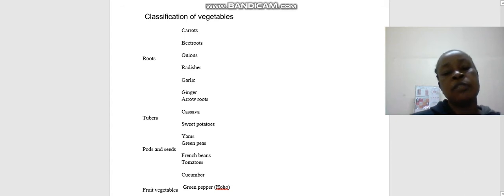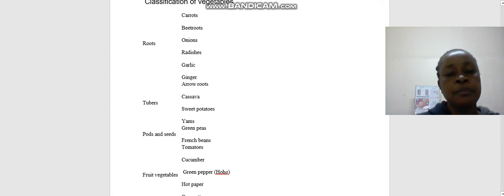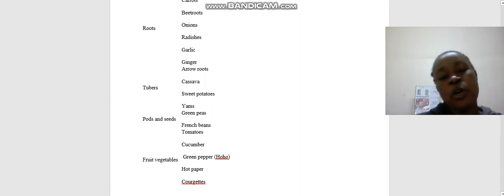So the next classification I'm going to give examples of is tubers. Under tubers, we have your cassava, your sweet potatoes, your yams, which is otherwise known as fufu, or in our local language, we call it kikwa. That is the Akamba name. I don't know what to call it in your language, but in Kikamba, we call it kikwa.